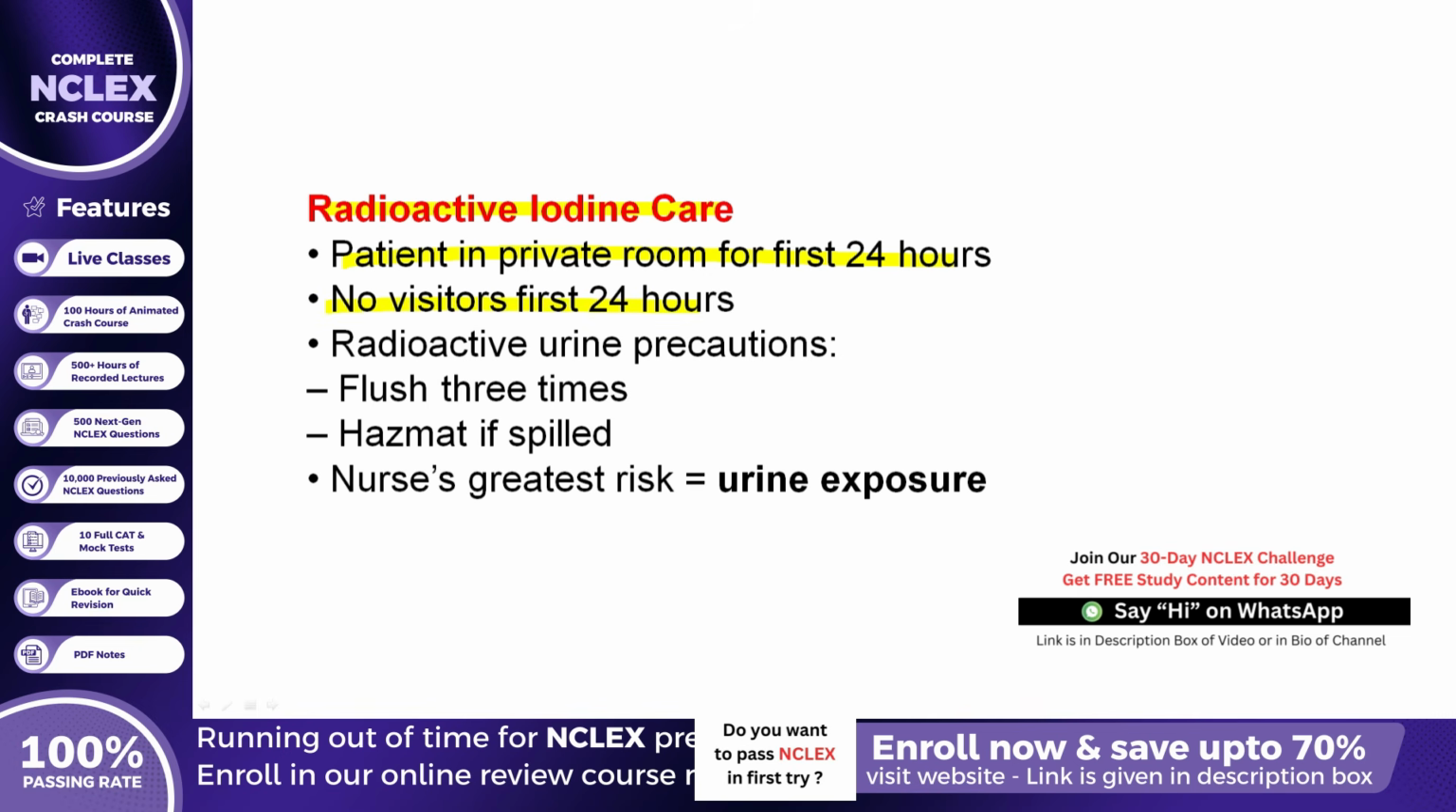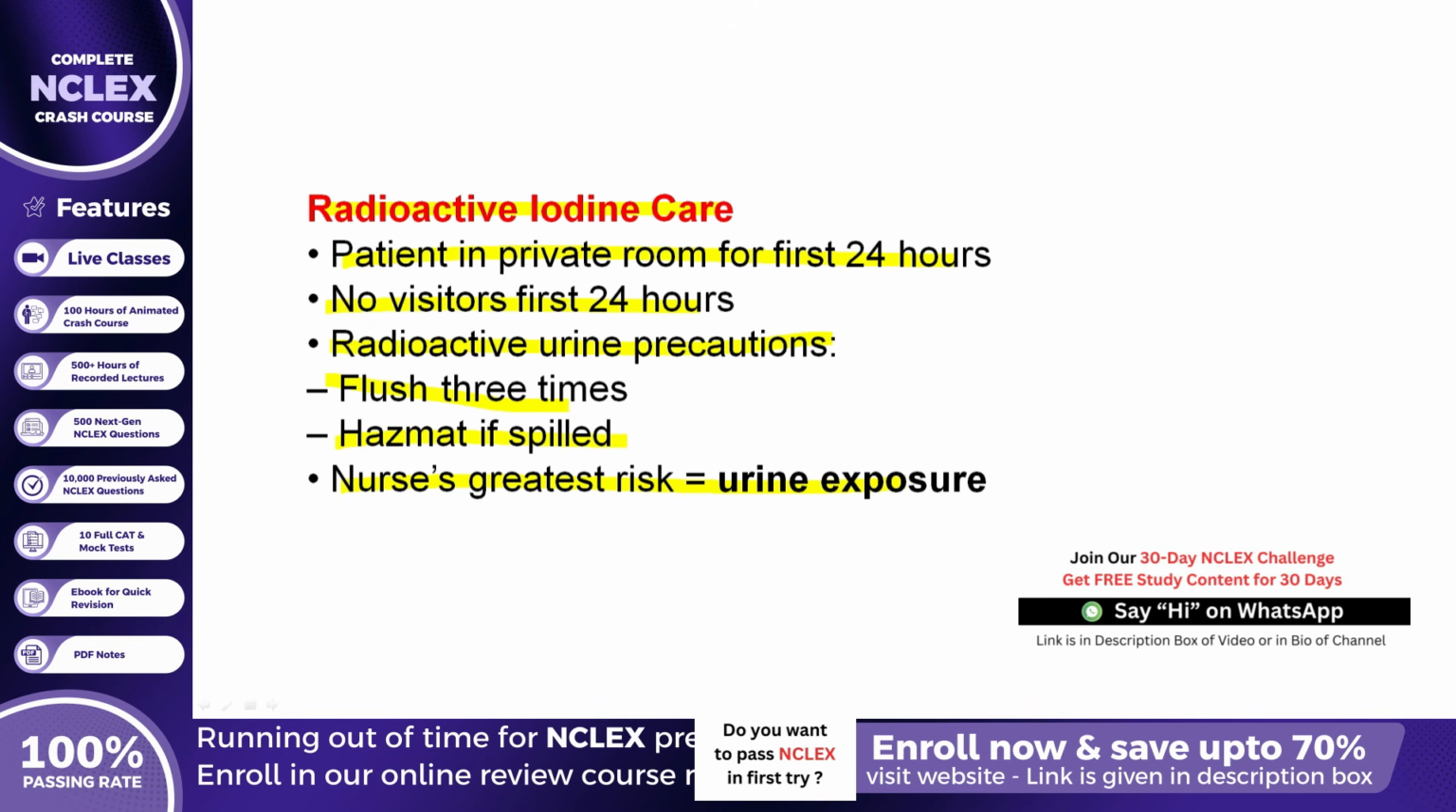Then we focus on radioactive urine precautions. And the first of these is that the toilet must be flushed 3 times. Another key precaution is that hazardous materials protocols are required if urine is spilled. And finally, the nurse's greatest risk during this period is exposure to the urine itself.